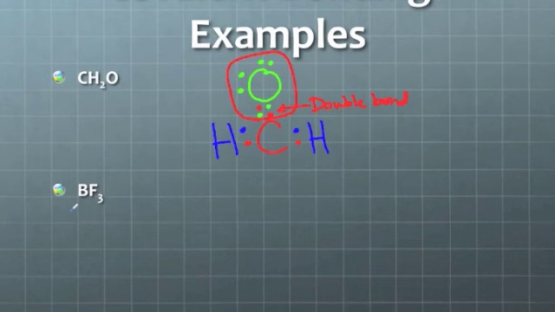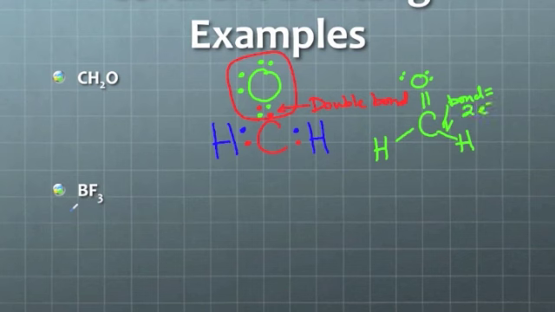This is kind of a good time to show we can also redraw this so we're not showing all of our dots. So we can actually draw this so that we just draw our bonds as lines. And so that would be C, double bond to oxygen, leave the lone pairs, bond to H, bond to H. And so each of these bonds equals 2 electrons. So remember that if you see it drawn the other way, you can also draw it that way.